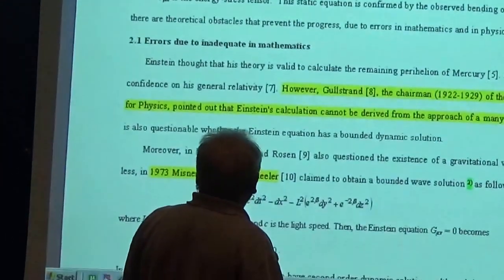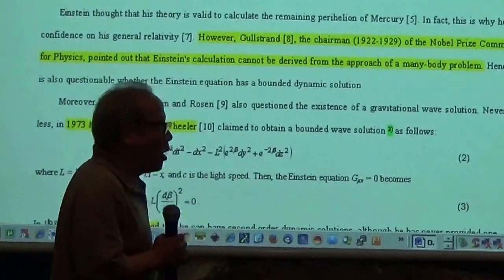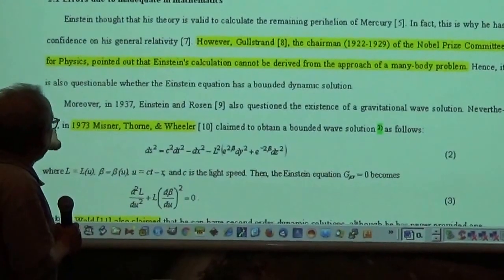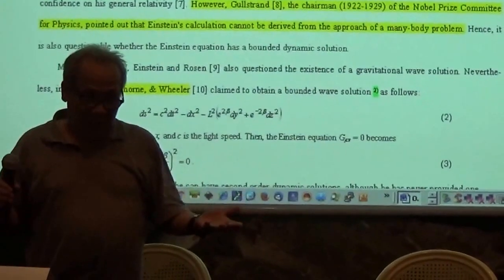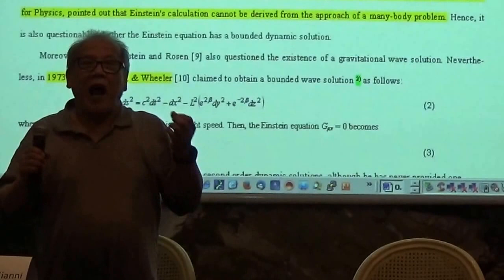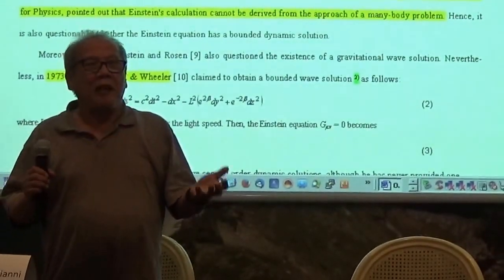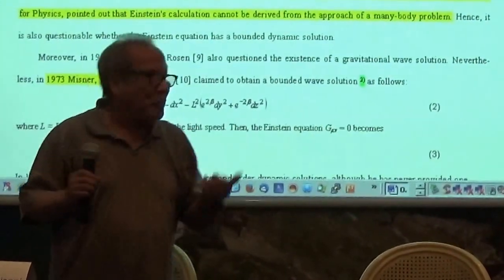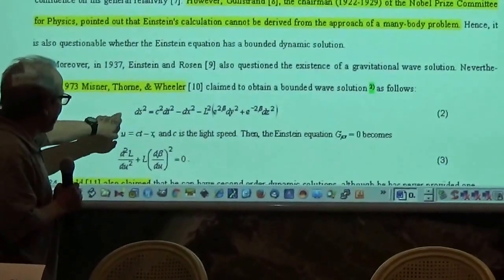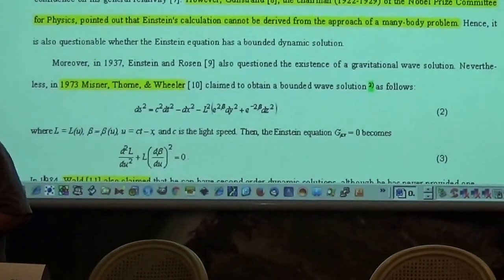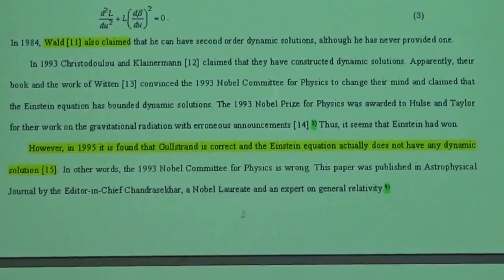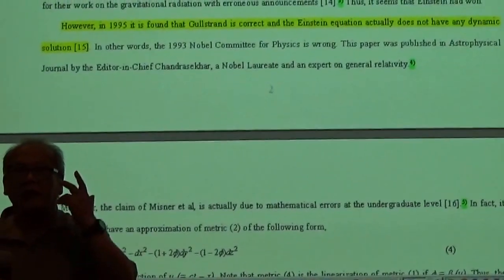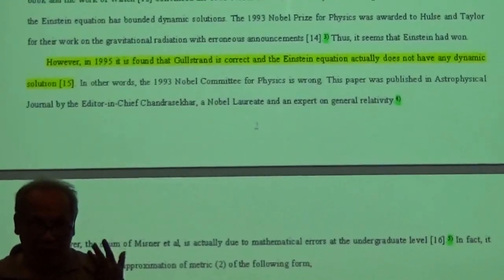After that, of course, Einstein had followers who believed he was right. Then you see the book by Misner, Thorne, and Wheeler. This book is full of mistakes in mathematics. And the mistakes are at what level? At undergrad level. That's the problem with the whole American Physical Society following them. Now, they said this equation has a solution, that they have solved the equation, but this is mathematically impossible. This is not very complicated mathematics. It's undergrad level.